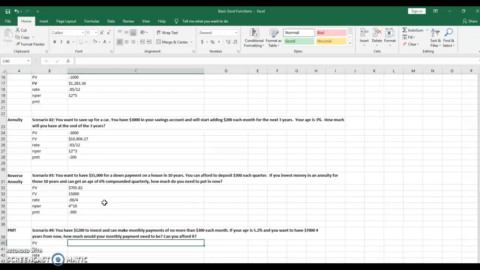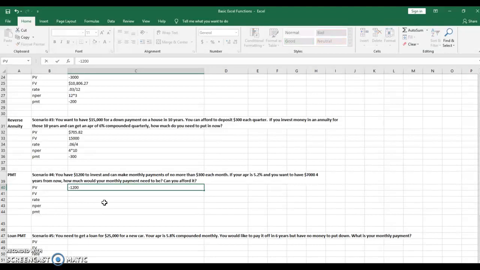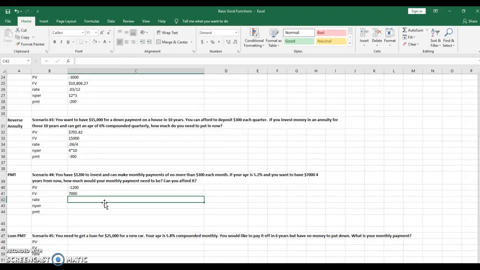So let's start with the first part. Scroll up here a little bit. Okay, so you have $1,200 to invest. That's going to go into your account right now. So negative 1,200, that's your PV you're starting your account with. FV, it says you want to have 7,000. That's going to come back to you positive. So put in positive 7,000.